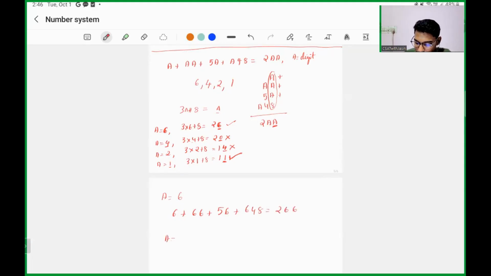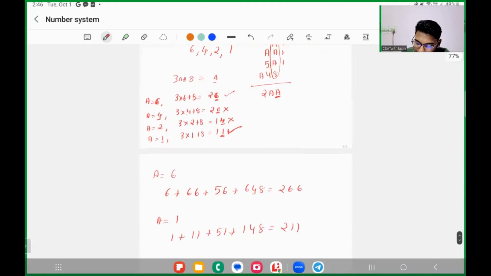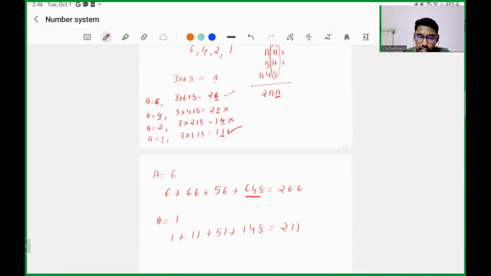Now, if A is equal to 1, it becomes 1 plus 11 plus 51 plus 148, which is equal to 211. So you need to check which one is correct. Which one will be correct? Here you can see a big number, 648. Now you are adding these numbers with 648, so you will not get 266, right? You have to get a bigger number, more than 648 here. So this will be wrong. This will be correct.